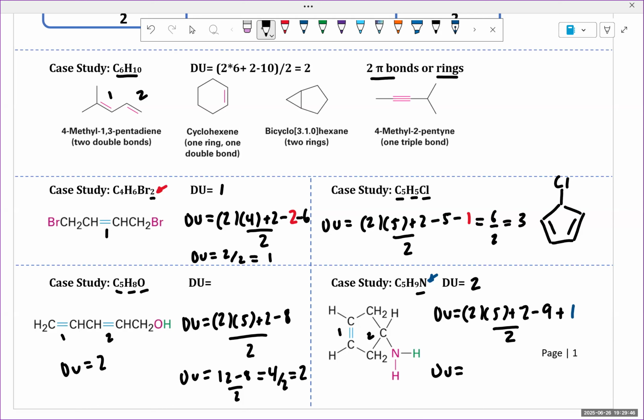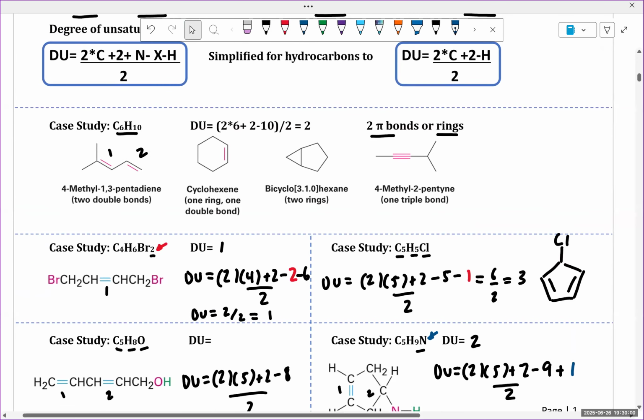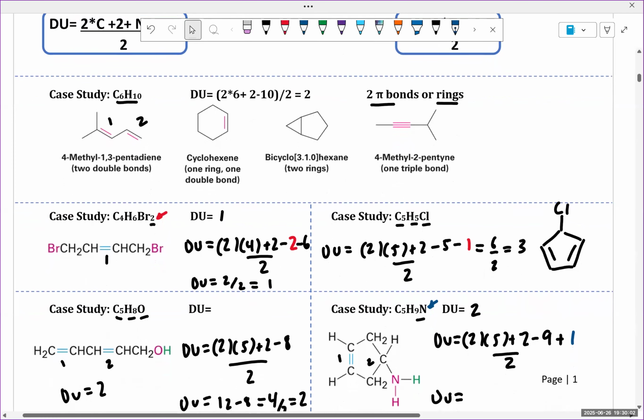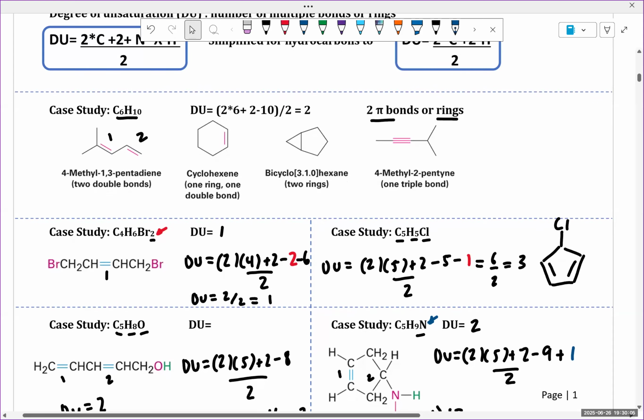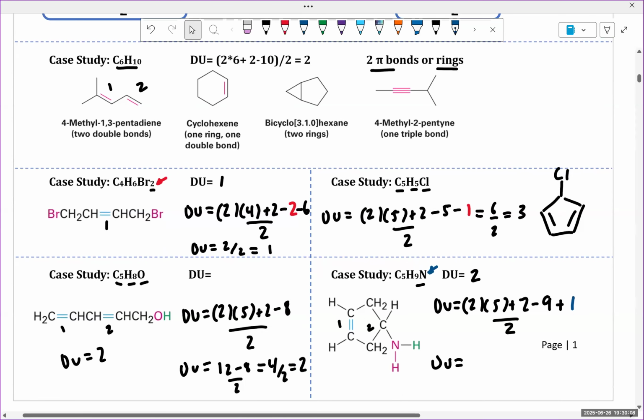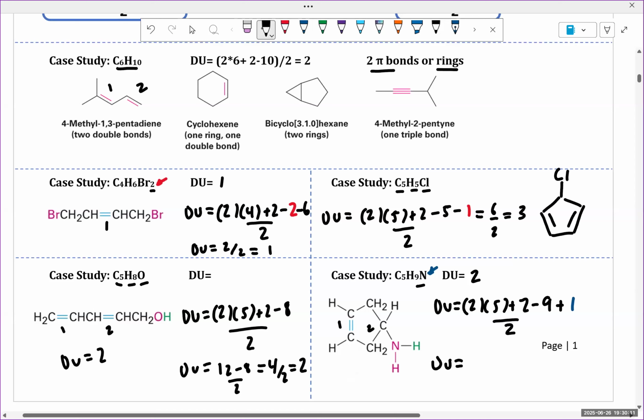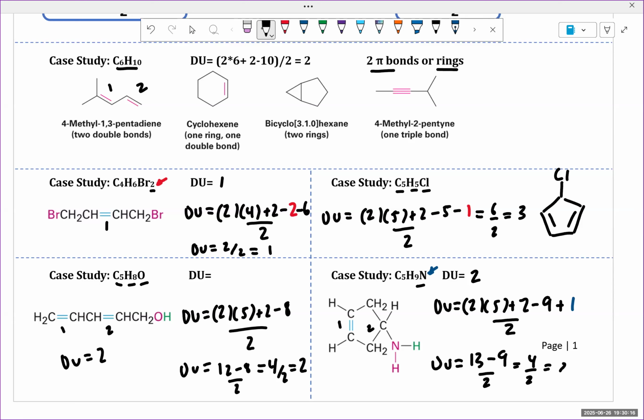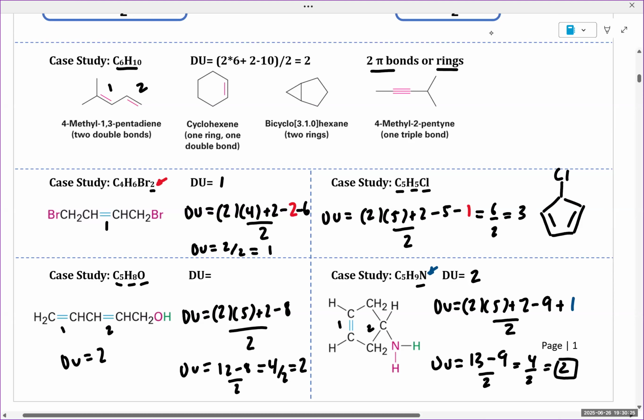Okay, this gives us a DU value in this case of 1, 2, 3, 4, 5, 6, 7, 8, 9. 2 times the number of carbons plus 2 minus the number of hydrogens plus the number of nitrogens, divided by 2. So in this case, we have 13 minus 9 over 2, which gives us 4 over 2, which matches our structurally identified DU value of 2. Okay, perfect.